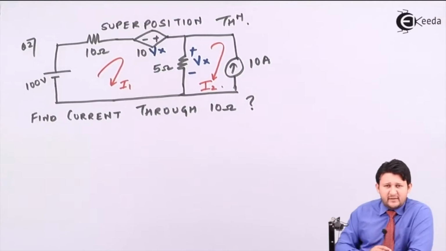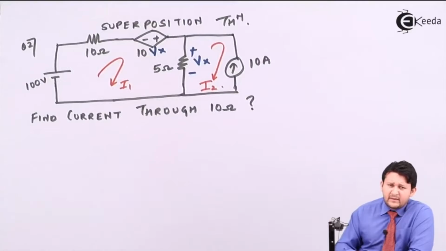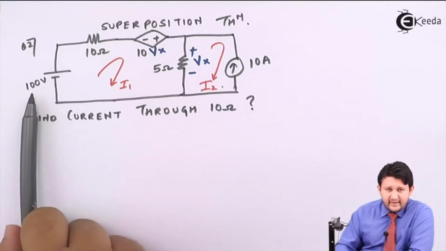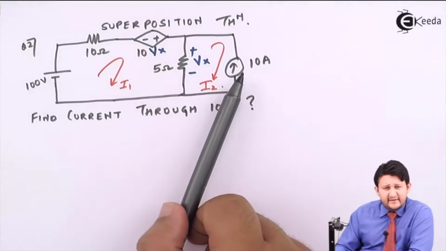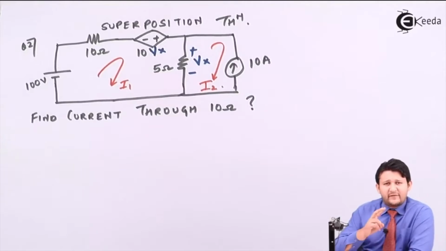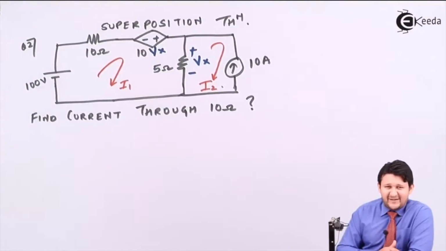When I talk about superposition theorem, again the same point: you need to solve keeping only one independent source. So when I observe it, there are three sources. One is independent, again an independent, but a dependent. But superposition says you have to solve by using only one independent source in the circuit. So you concluded it. You have two independent sources: one is your voltage source and one is your current source.